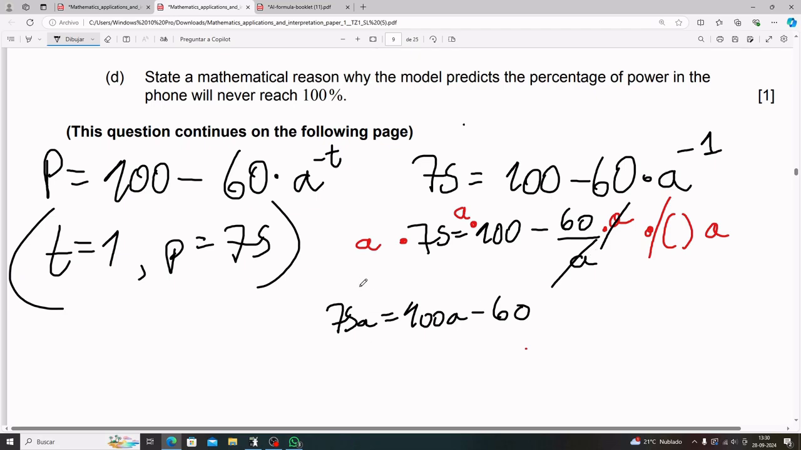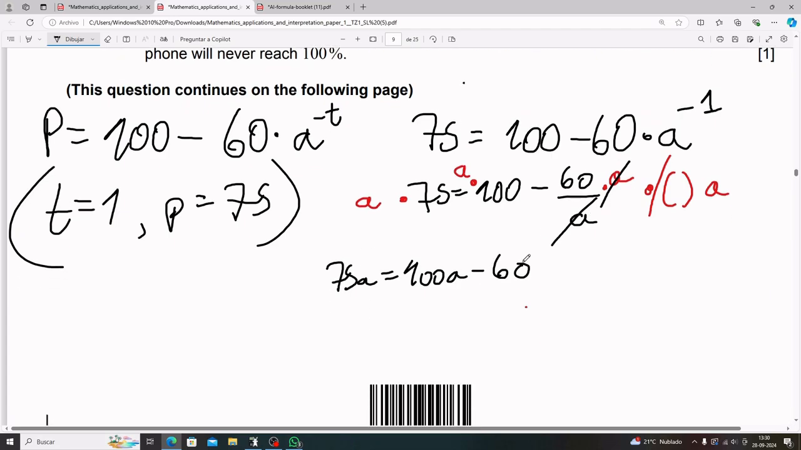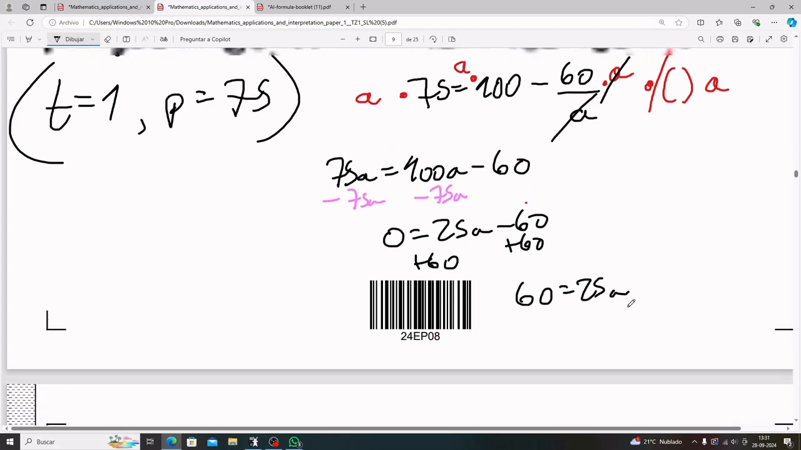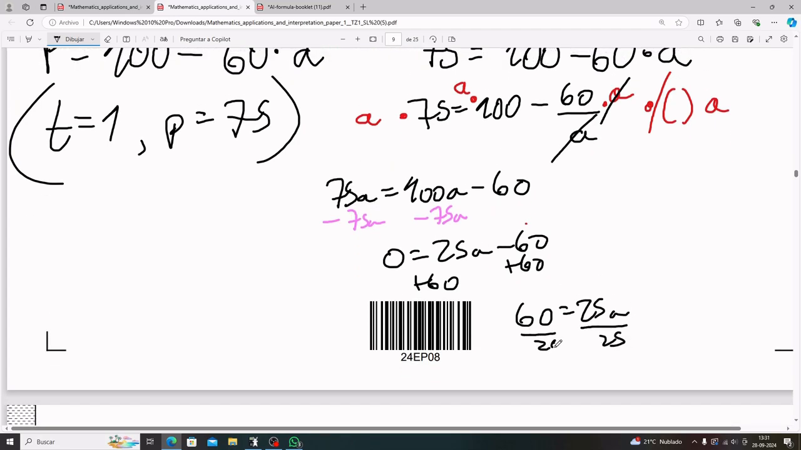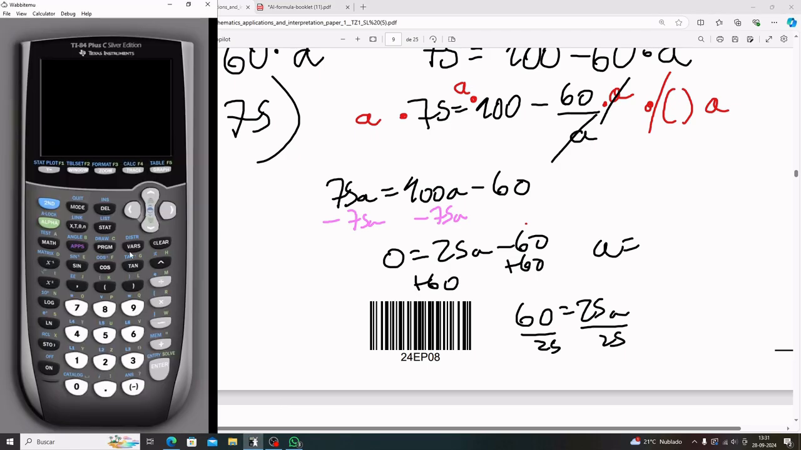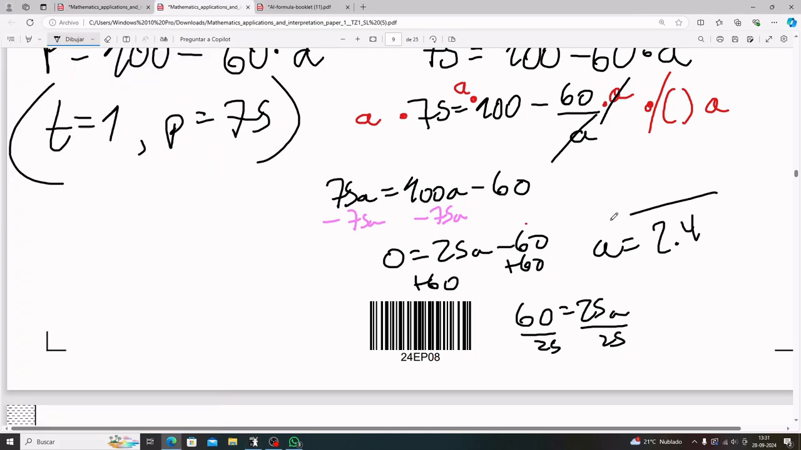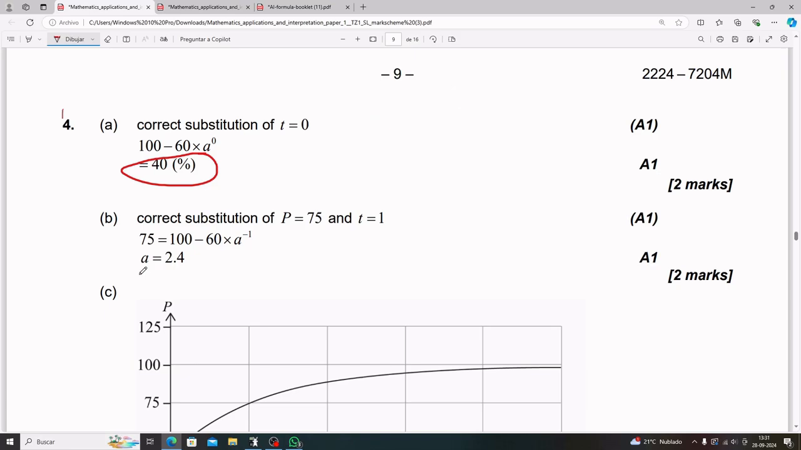You end up with 75a equals 100a minus 60. And I like to keep things positive, so I'm going to do minus 75a to both sides. What you end up with is 0 equals 25a minus 60. You can do plus 60 to both sides. So you end up with 60 equals 25a. Divide both by 25. A equals 60 divided by 25, which is, I cannot do quick maths there, 2.4. See? So lo and behold, a is 2.4, not that hard.